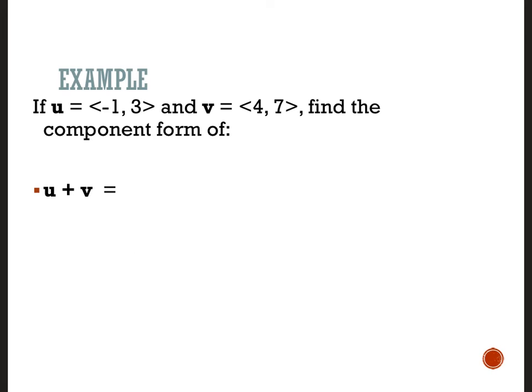The first example is I have vectors u and v, and I'm going to find the component form of u plus v. So just very basically, what this means is I'm going to add my two x components together, -1 and 4, and get 3. And I'm going to add my two y components, 3 and 7, and get 10. Okay, I'm going to show you guys what this looks like graphically. So the first thing I want you guys to do is to take a second and see if you can sketch a graph of both u and v.